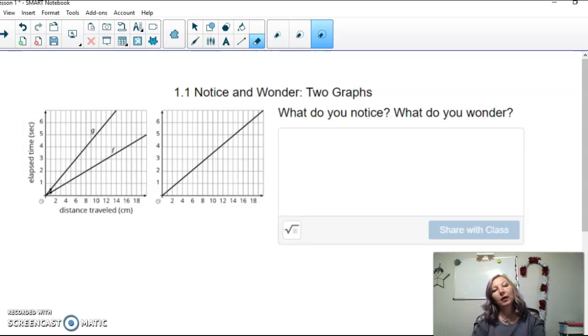So, some things that you might have noticed or wondered. I wonder why the first graph has 2 lines and the second one has only 1 line. I noticed that in the first graph the scales are labeled. My x and y axes have labels. I also noticed that in both graphs they counted the same number of intervals on both the x-axis and the y-axis.